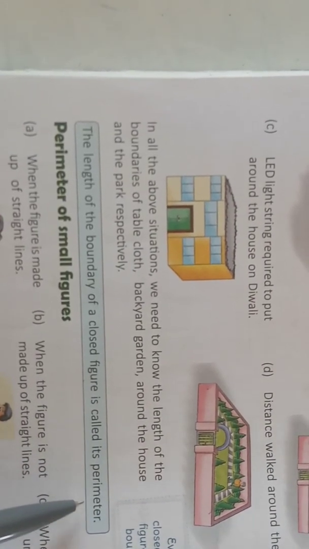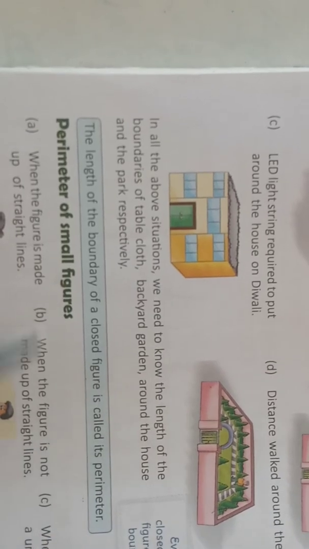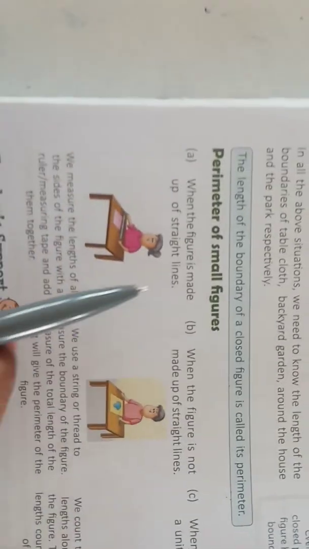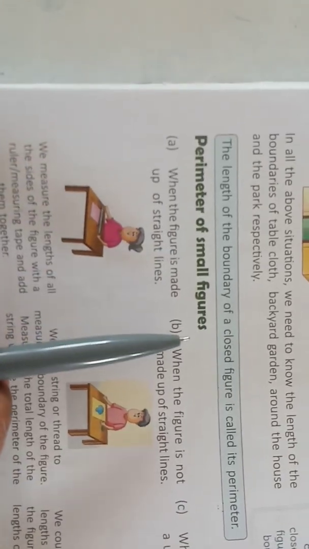Because every closed figure has a boundary, no? So the length of the boundary of a closed figure is called its perimeter. Okay. Now how will you find the length of the boundary? How will you find the perimeter? So moving to here, perimeter of simple figures.